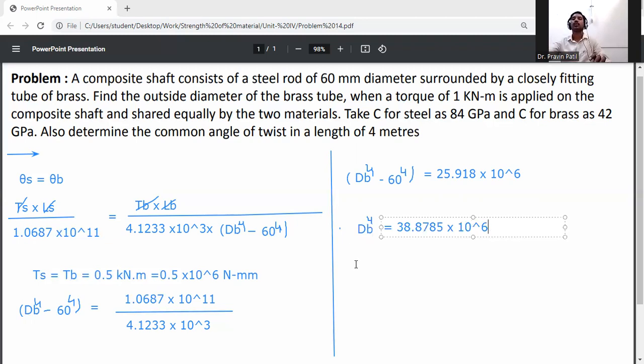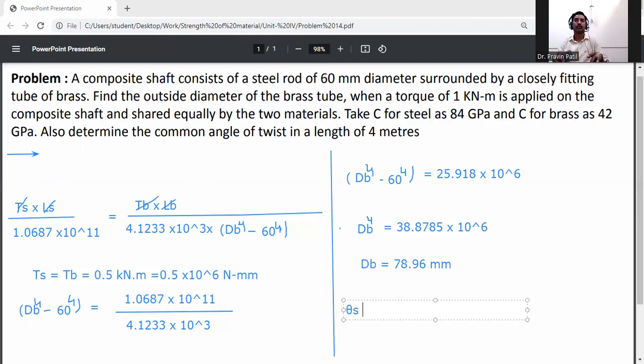So dB, the diameter of brass, is equal to 38.8785 into 10 to the power 6 raised to 1 by 4. It will be a diameter of 78.96 mm. So the diameter of brass is 78.96 mm. Next, also determine the common angle of twist. The angle of twist will be the same, so take any one equation from this.